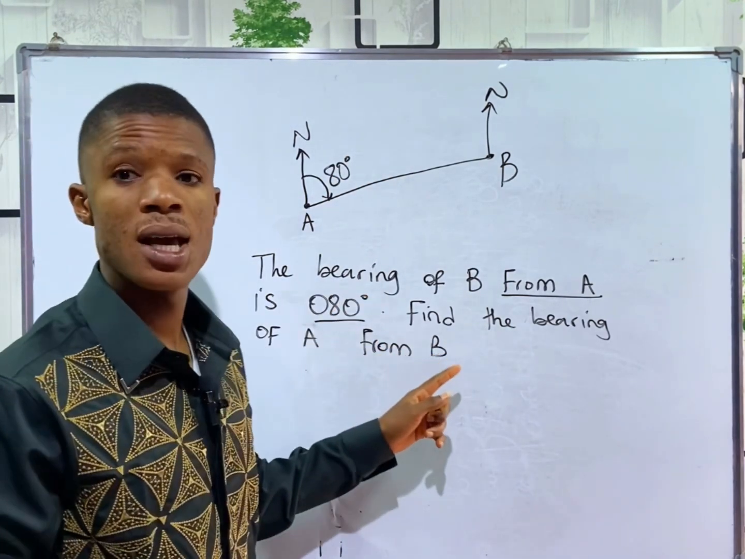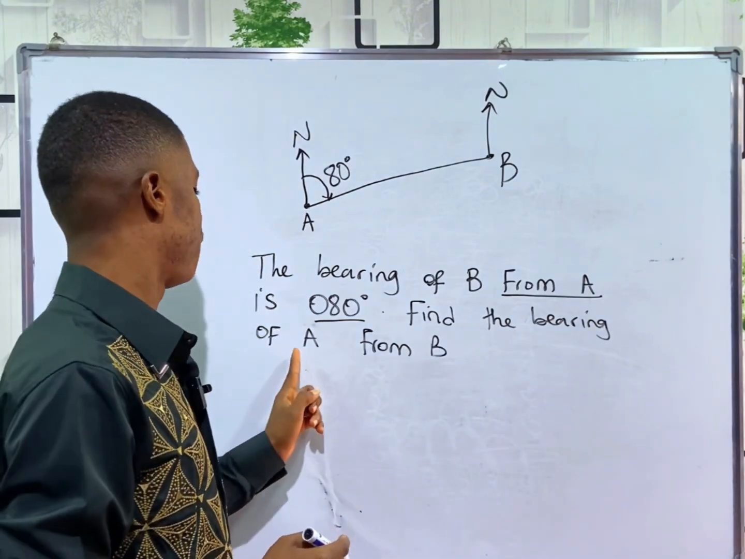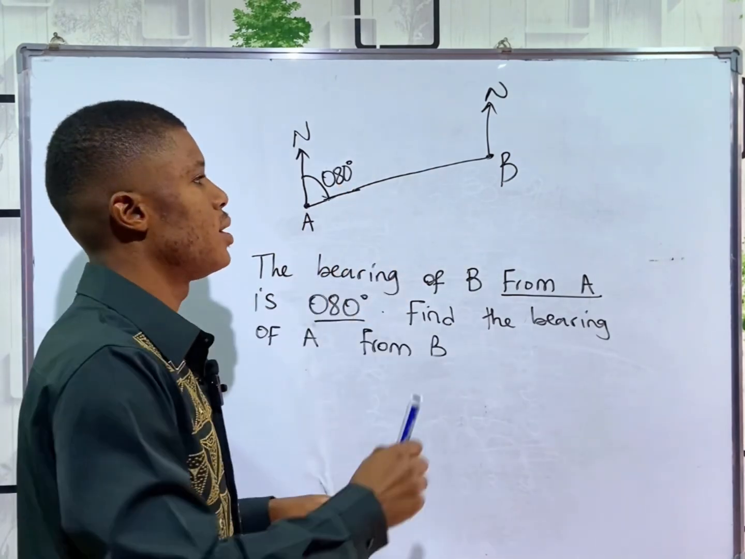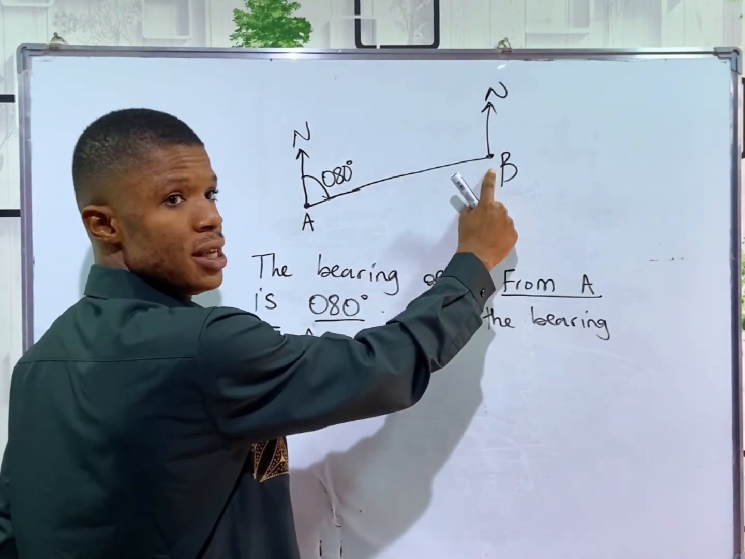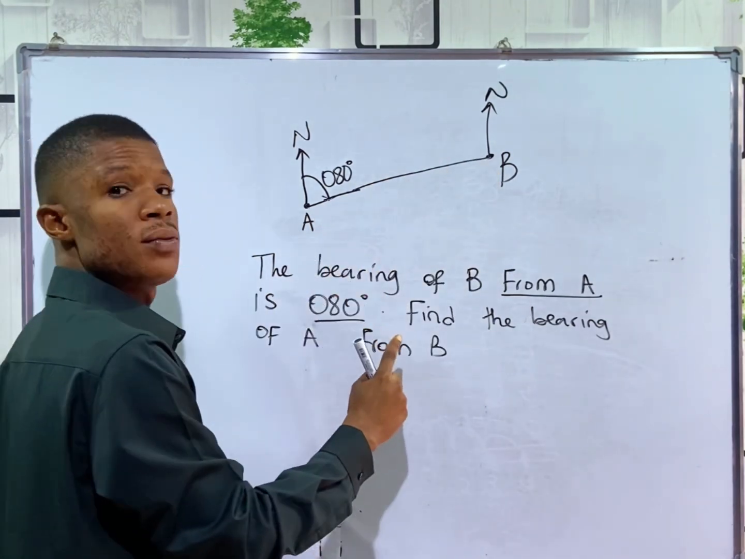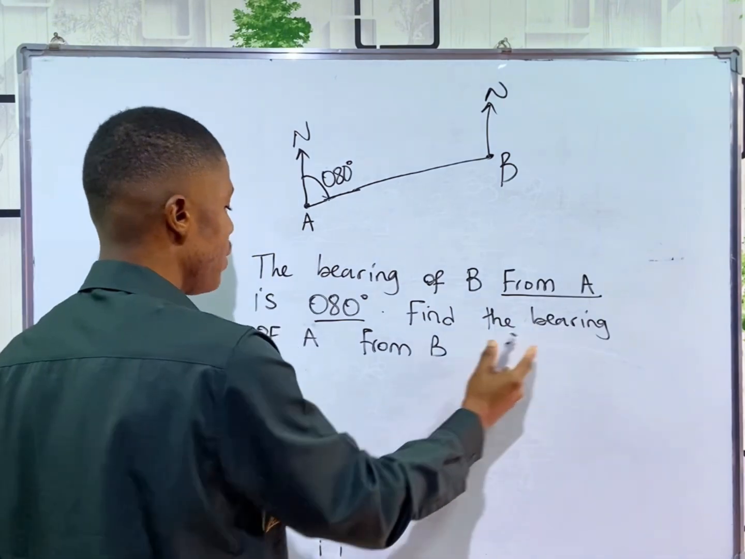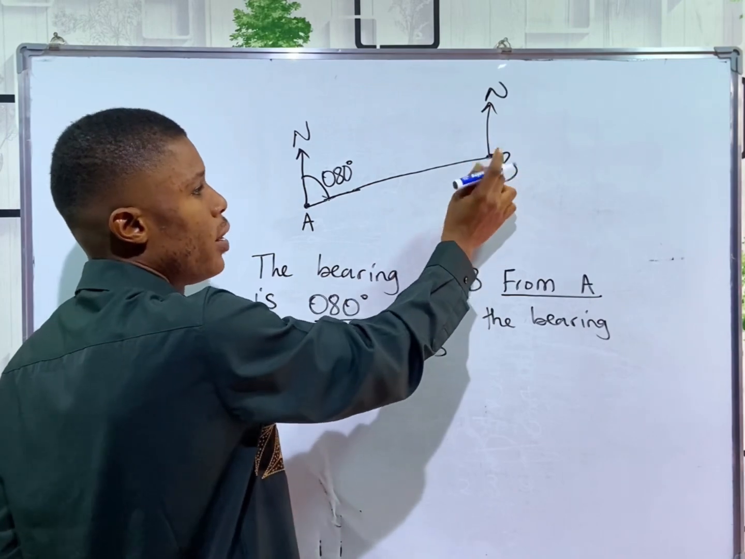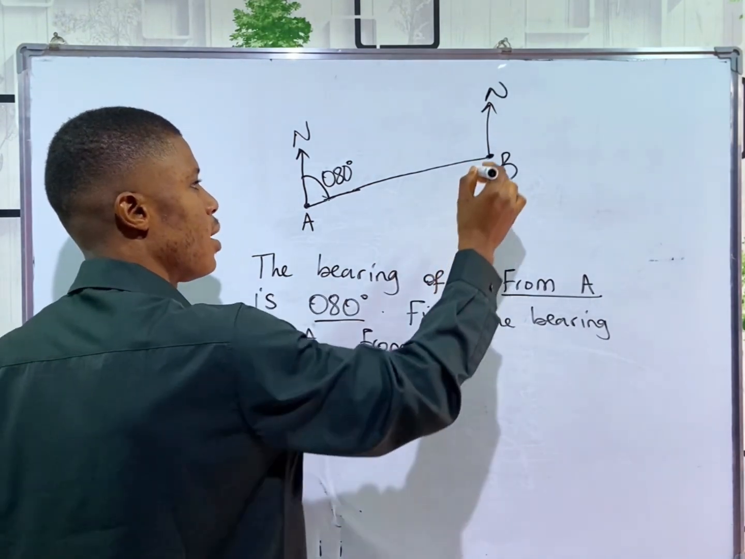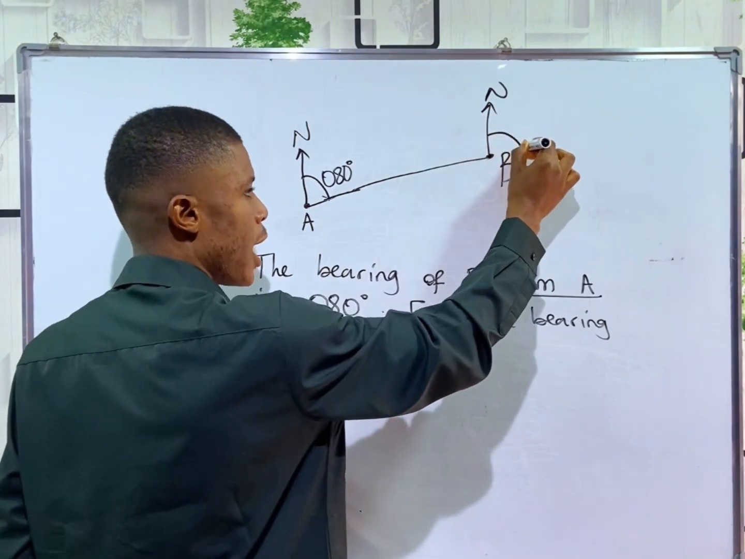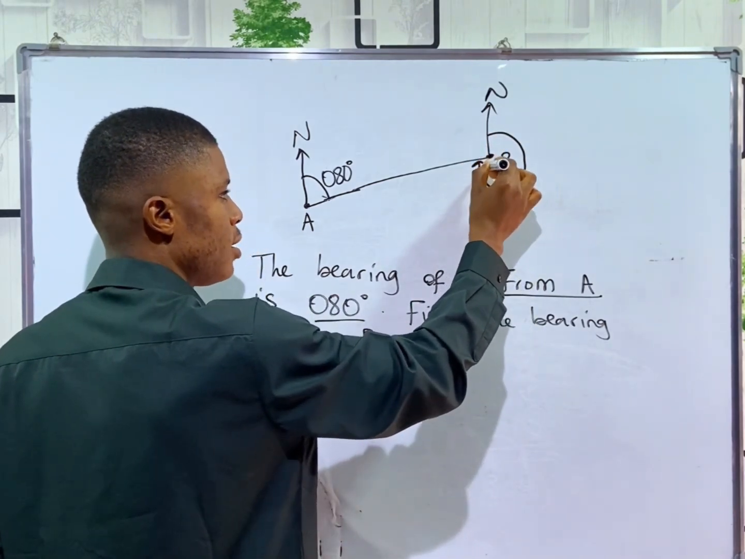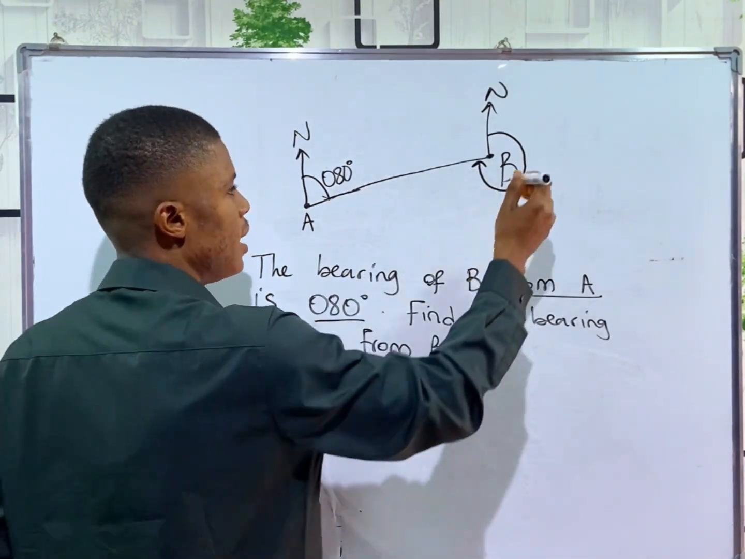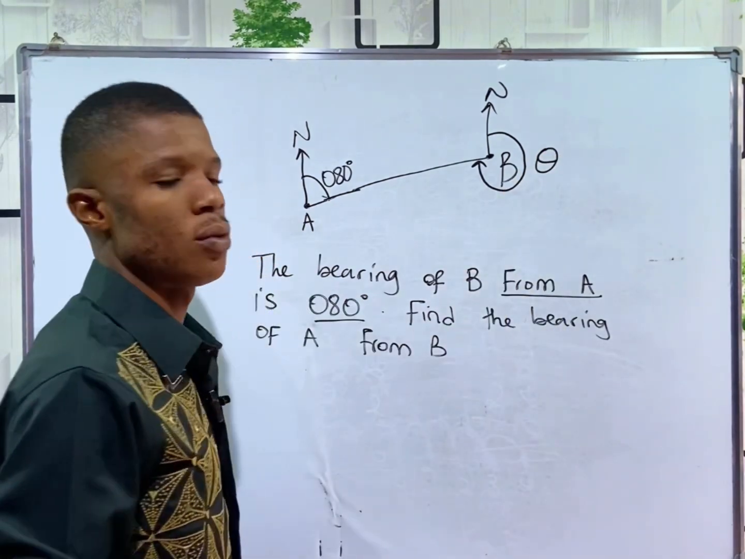Then the question says find the bearing of A from B. We have now gotten the angle to be 80 degrees, since it is the bearing of B from A. But the question now requires us to find the bearing of A from B. So our bearing will be at point B. And for us to get there, we have to locate the North Pole and move in a clockwise direction till we meet the path traveling from A to B. That particular angle is what we need, which is theta.